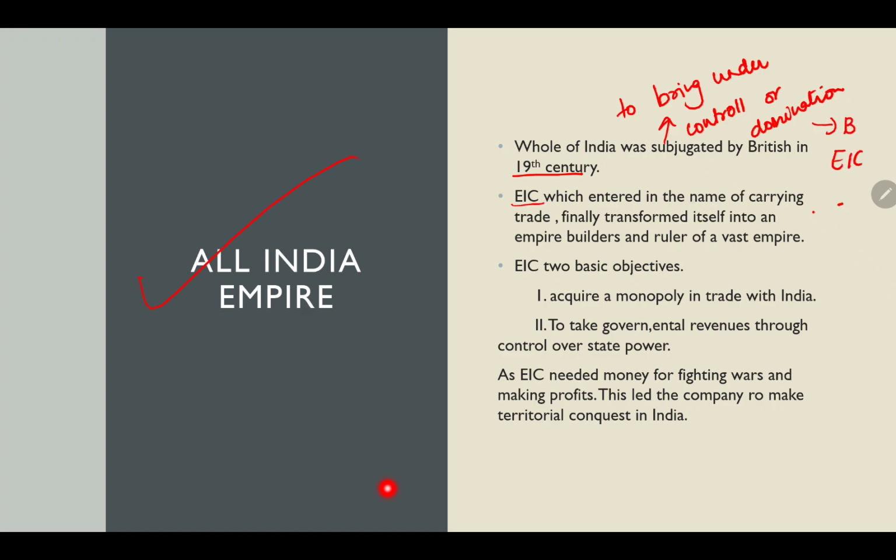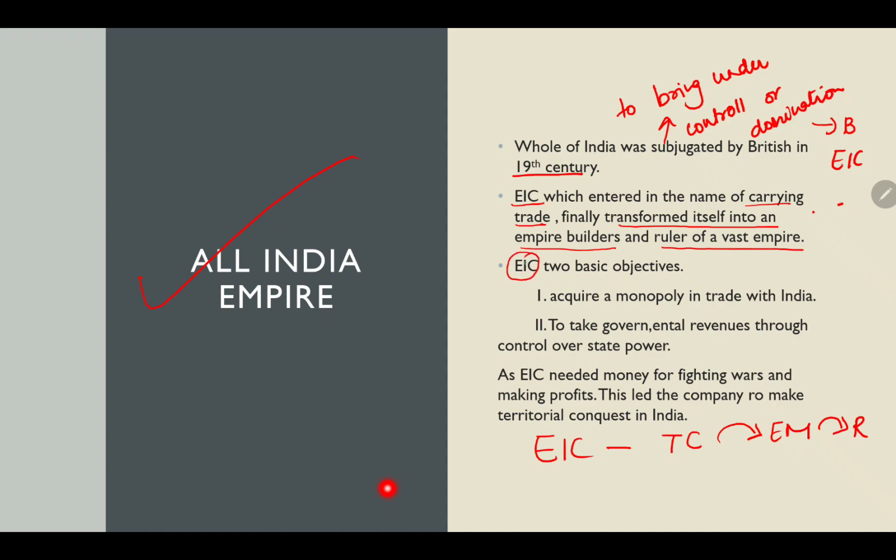The East India Company entered in the name of carrying on trade, but finally transformed itself into empire builders and rulers of a vast empire. First the British were the East India Company. The British entered as a trading company. Then they became empire builders, and ultimately the rulers of that vast empire.